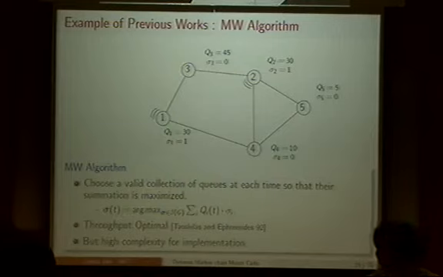This algorithm is known to have high performance, throughput optimal, but this is a very hard question: how can you solve this problem? This is an NP hard problem. This algorithm suggests that you need to solve an NP hard problem at every time t. This is very hard to implement. Very high complexity for implementation.